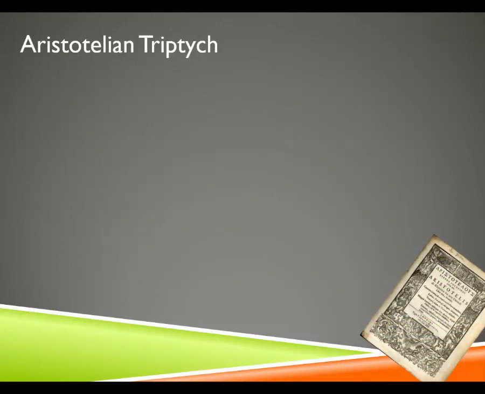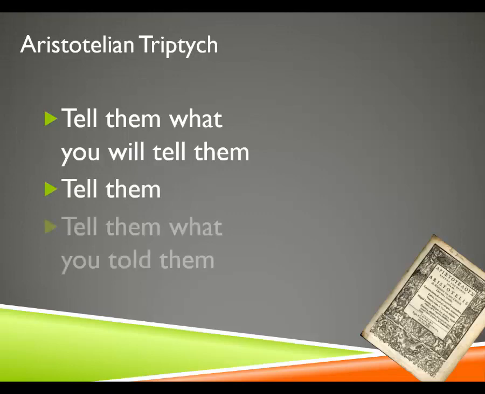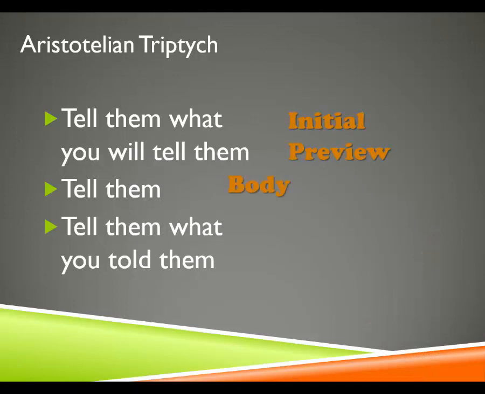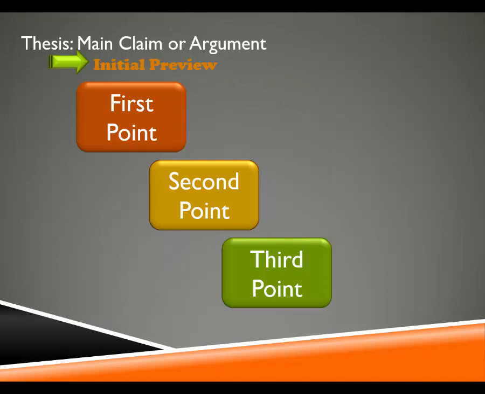Way back in 356 BC, Aristotle advised speakers to use the triptych, which said, tell your audience what you will tell them, and then tell them what you told them. In our terms, we're talking about the initial preview statement, the body of the speech, and the final summary statement. Oftentimes we eliminate the words initial and final, just calling them the preview and summary statements. The preview statement comes right at the end of the introduction and before the first point. You may hear the preview statement referred to as the speech's blueprint or roadmap. It specifically tells the audience the main points of the speech.